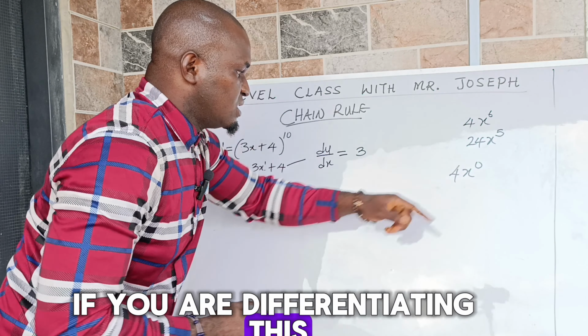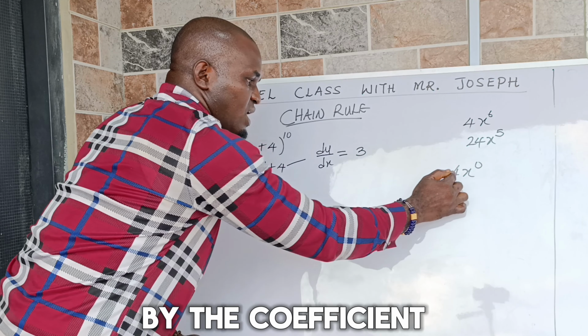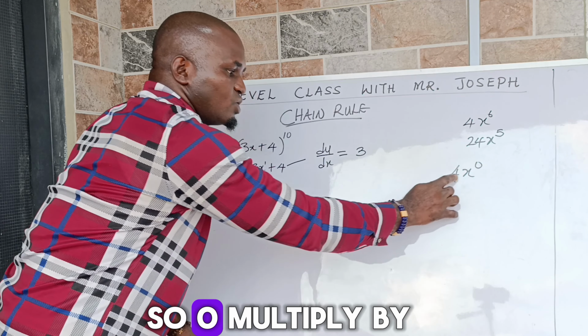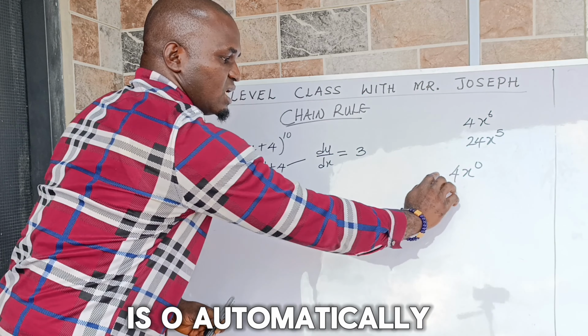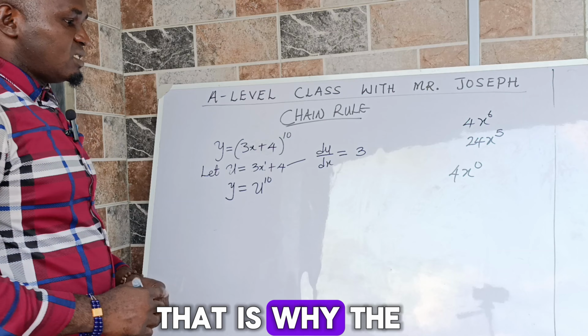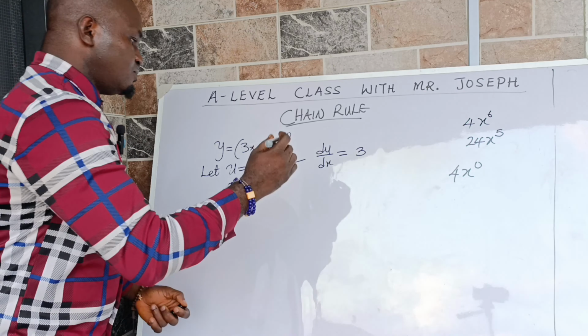If you are differentiating this, it means you are multiplying the power of x by the coefficient. So 0 multiplied by 4 will give you 0. And if the coefficient is 0, automatically everything is 0. That is why the derivative of every constant is 0.